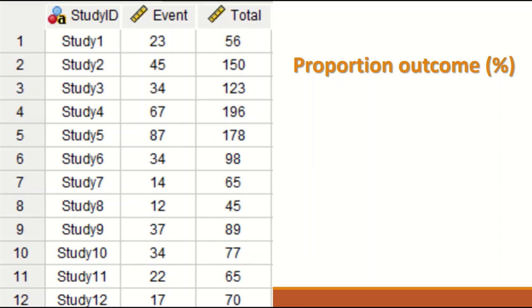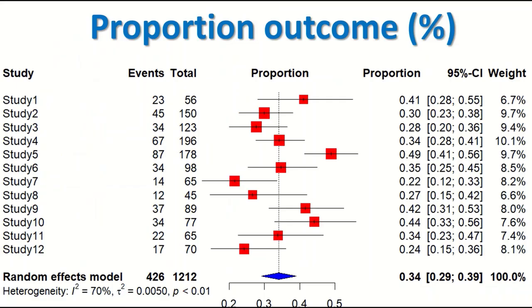Those data are investigating the incidence or the prevalence of a specific condition in a population. The number of cases reported is given here in the column labeled event, and the total number of participants in each study is given here. So there are 12 studies. They're all addressing the same scientific research question, and the data collected from each study is reported as a proportion, or it can be a percentage. So the outcome here is proportion. Once the proportional meta-analysis is performed, an output is generated, which is a forest plot.